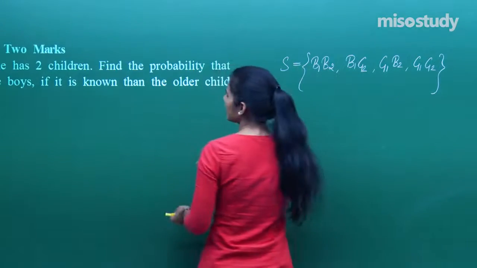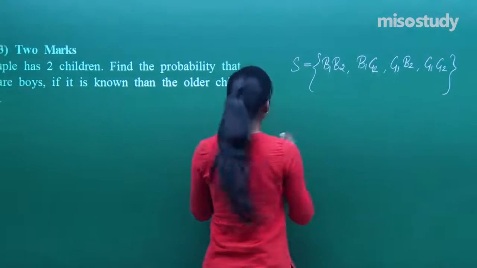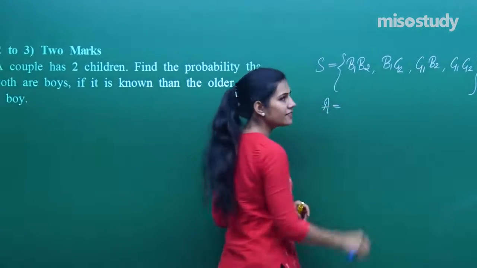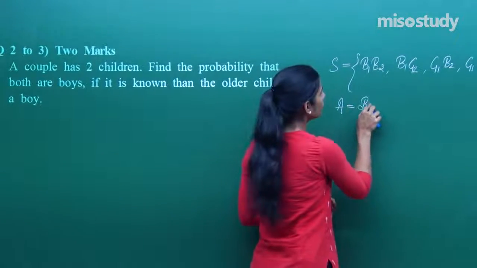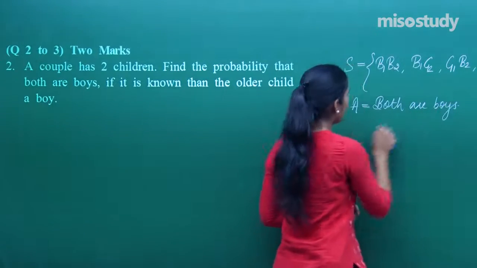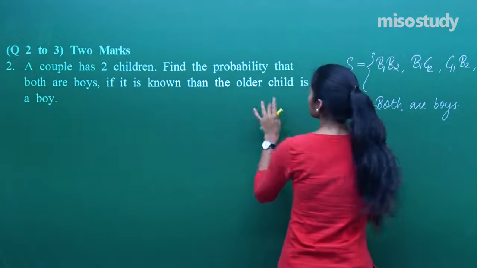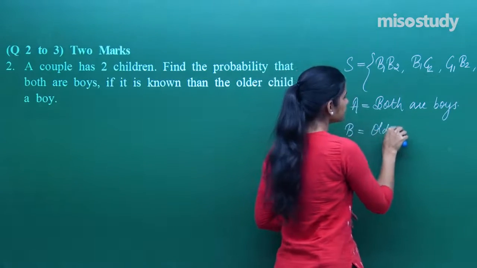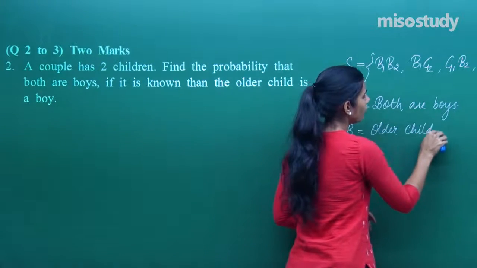Now here it is saying, find the probability that both are boys. Suppose I say my event A is that both the children are boys. And I am defining another event, that older child is a boy.